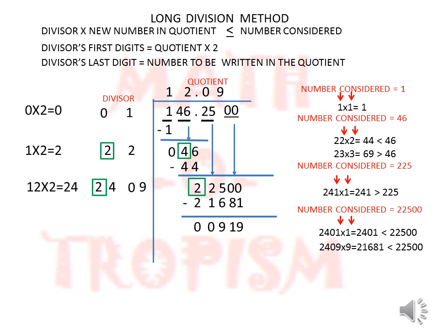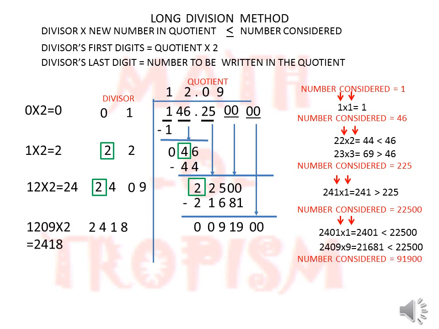919. After the remainder I can bring down another 0, but here since it's a square root, a pair of zeros are brought down. So again the new number considered now is 91,900. What is the divisor's first digits? The quotient is 1209 into 2, which means 2418 is my new divisor's first digits.